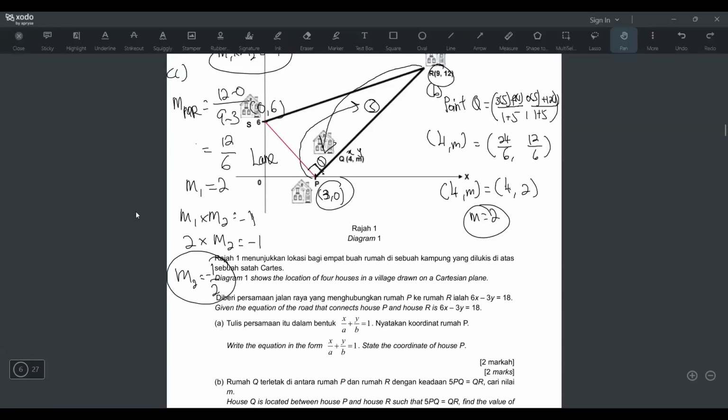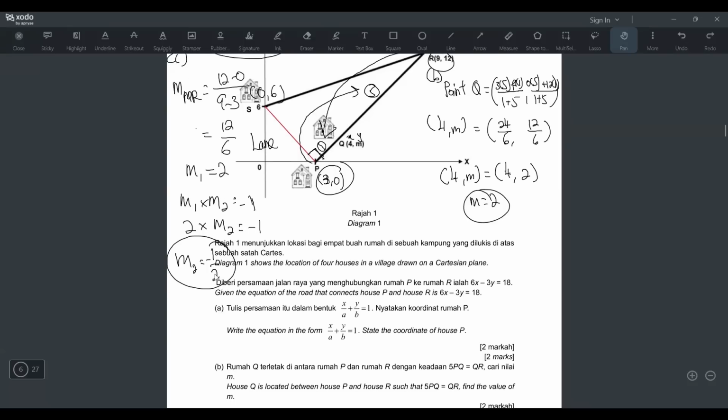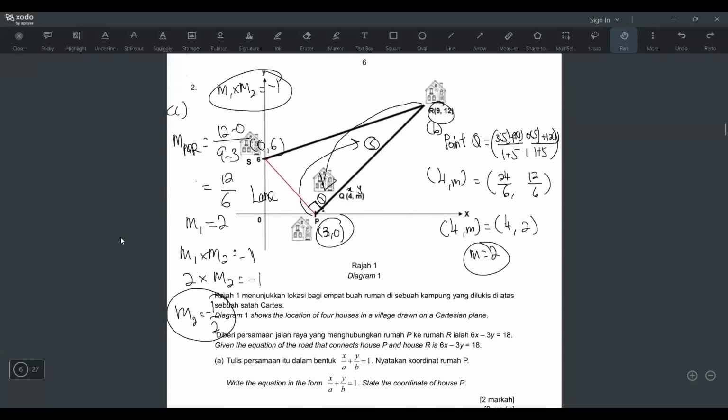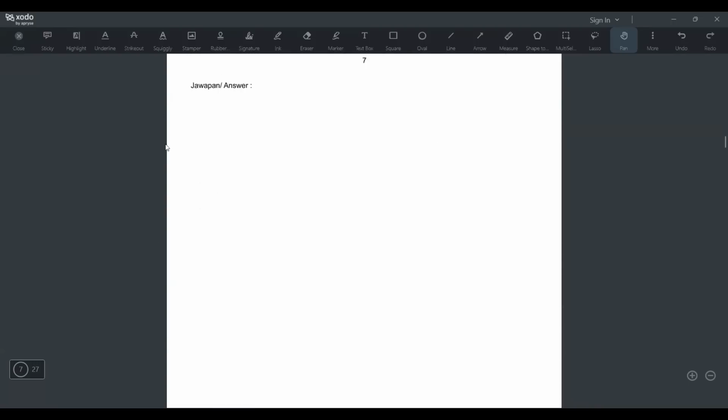One more thing I want to mention is what if they want to find the equation? If they want to find the equation, then you have to use the formula y minus y1 equals gradient times x minus x1. You also need the gradient, and for x1, y1, you just substitute any point that the line passes through. For this question, I think I'm done already. Hope you understand. Let's continue.